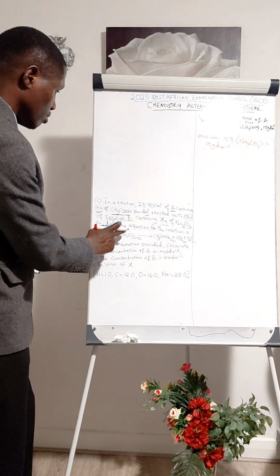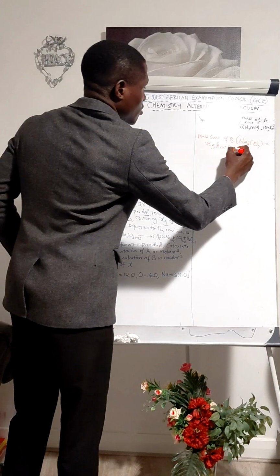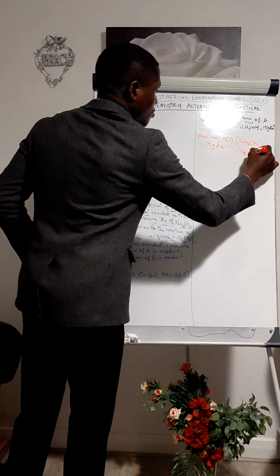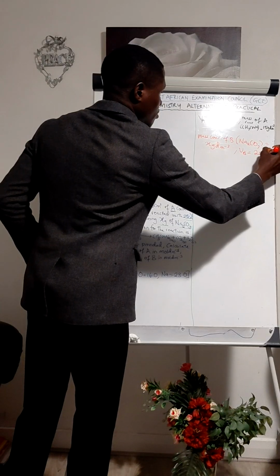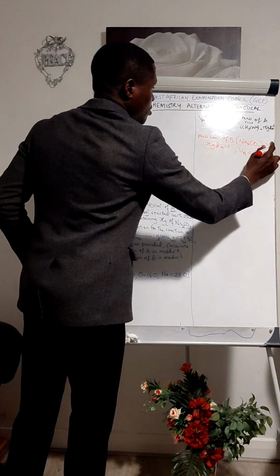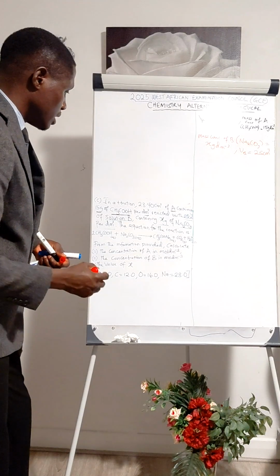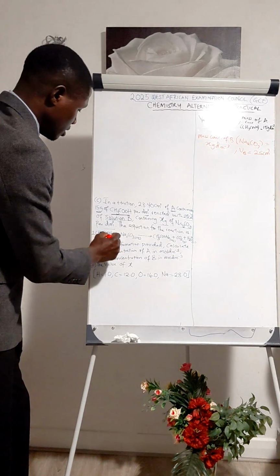And then the volume of B used is 25 centimeter cube. So it means the pipette 25 centimeter cube of B. So now they give us the equation of reaction, which is very, very important.